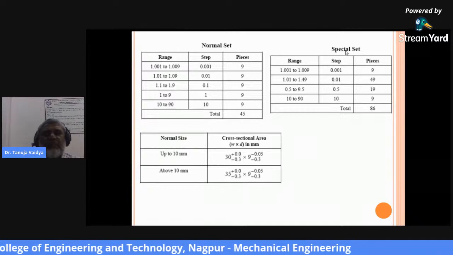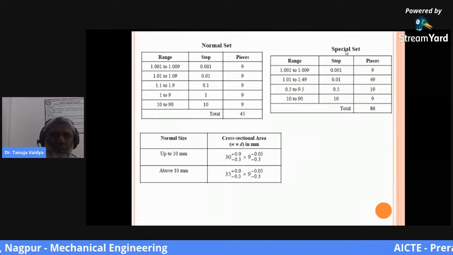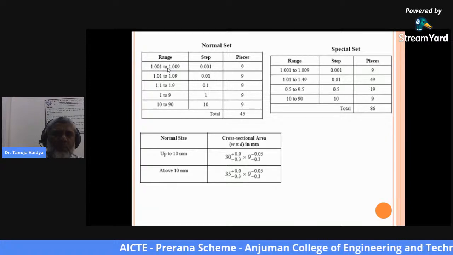Slip gauge sets come in different values. In the normal set, the values of the slip gauges are 1.001 to 1.009.